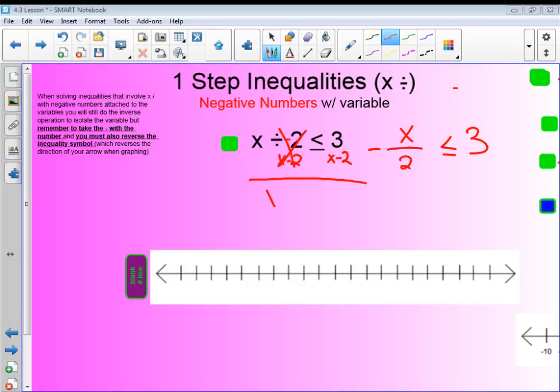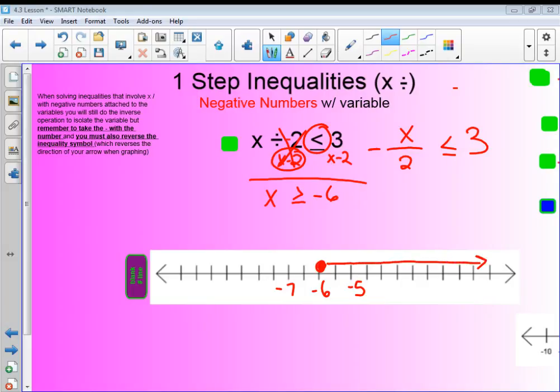So I find out that x, remember, because it was the negative, I have to flip this. And then 3 times -2 is -6. So I've got -6, I'm working with negatives. So this would be -7 this way and -5 this way. Filled in circle on -6. And x is the bigger number, so our arrow would point this direction.